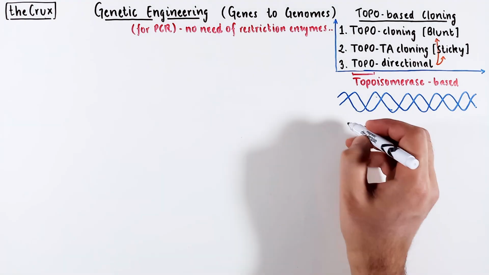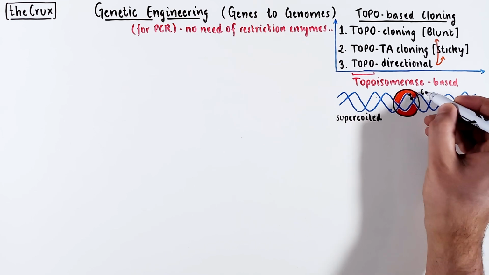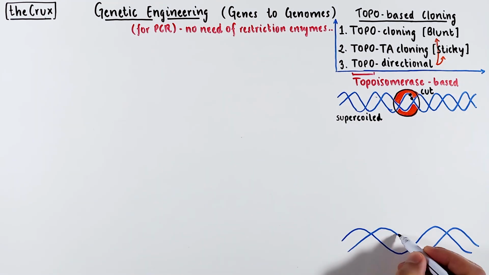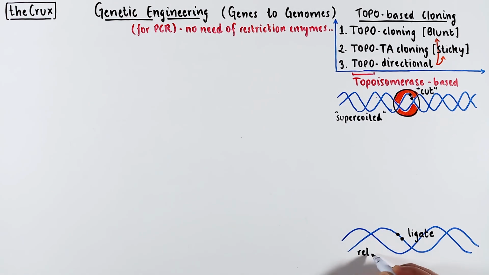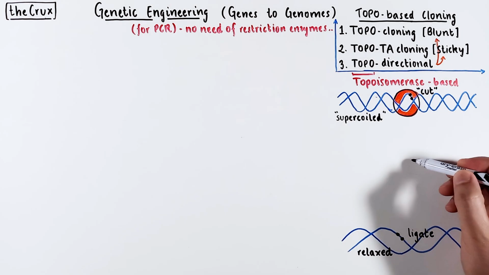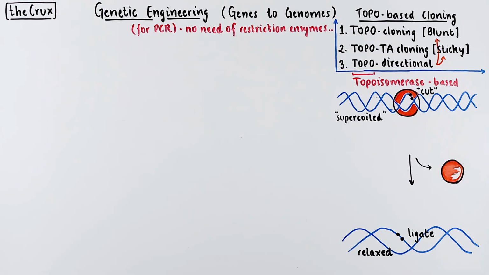In the most simple form, a topoisomerase binds to a supercoiled DNA, makes a cut in one of the DNA strands, and subsequently religates the cut. Through this simple cut in the supercoiled DNA, the DNA undergoes relaxation. Following the religation and relaxation of the DNA, the topoisomerase walks away.